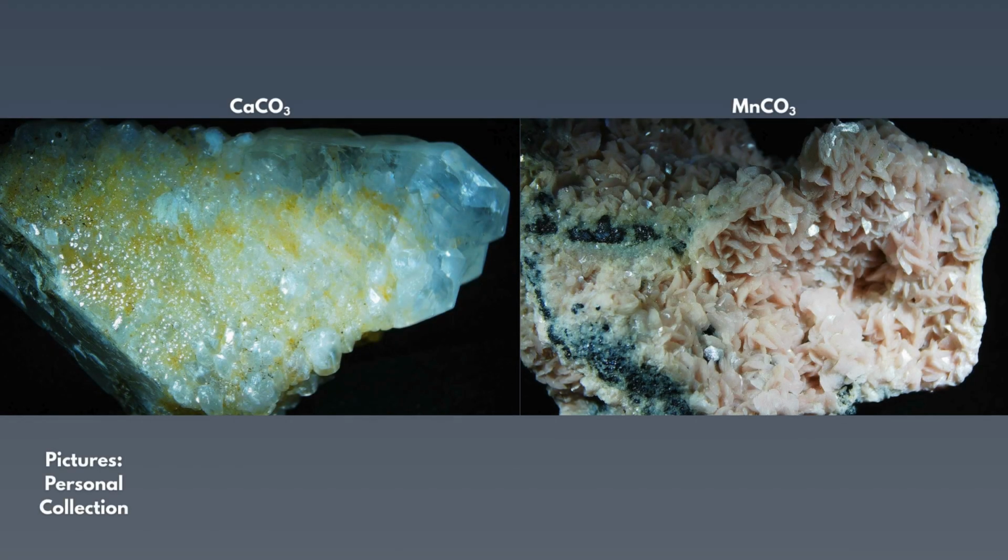Here's some calcite and some rhodochrosite. They're very similar minerals, so obviously we've got calcite, which is a calcium carbonate, and then rhodochrosite, which is a manganese carbonate. But they also have very similar crystal structures, and sometimes paler rhodochrosite or pink calcite that can have manganese can look really similar to each other.